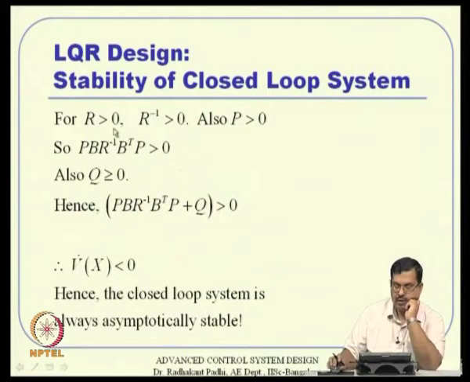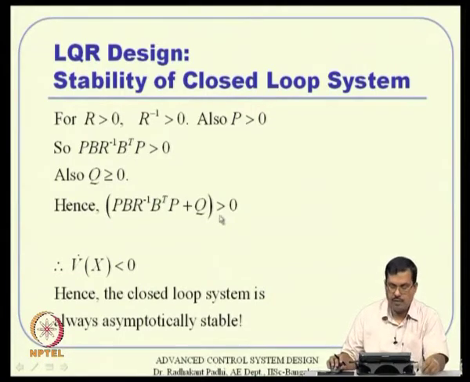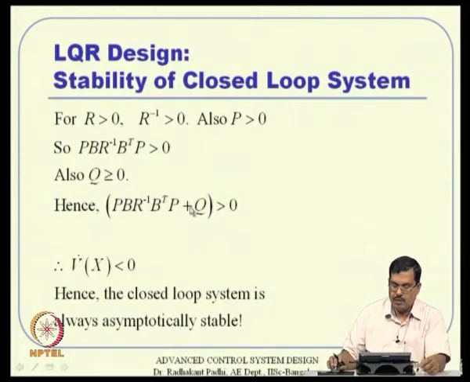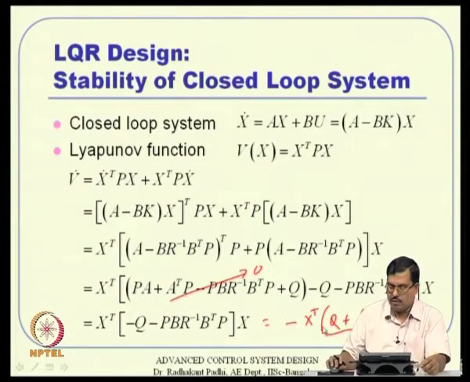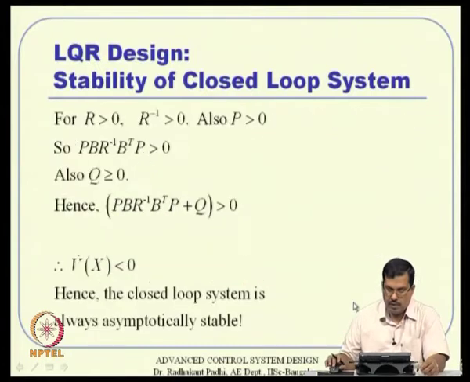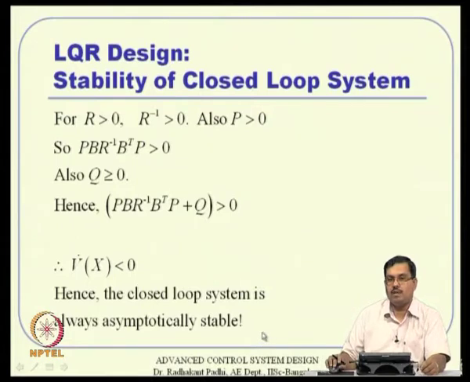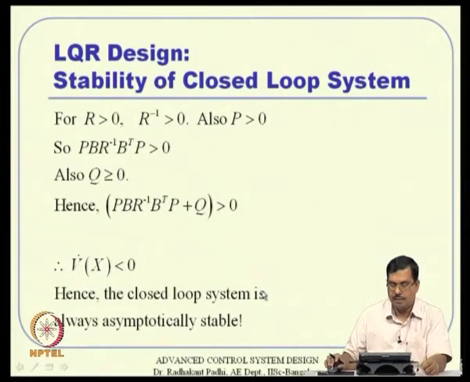That is what is written here. R is positive definite, so R inverse is positive definite, P is also positive definite, and B and B transpose act like a quadratic term out here, and hence all of it happens to be positive definite. Also Q is positive semi definite, and hence the addition of the two is certainly a positive definite matrix. Once this is a positive definite matrix, V dot is certainly going to be negative definite, and hence V dot is negative and the closed loop system is always asymptotically stable, no matter what values of Q and R you select.